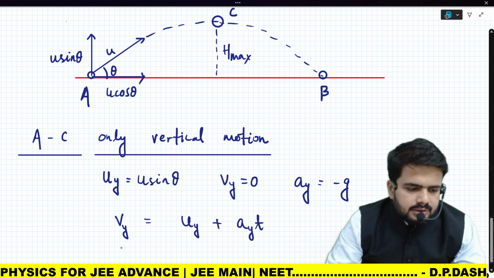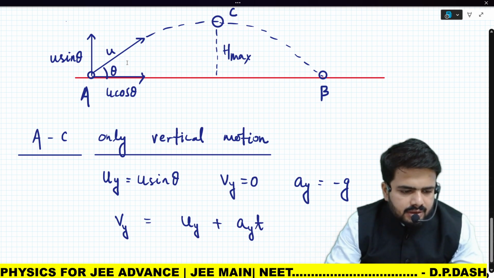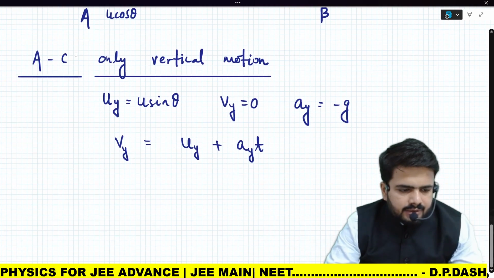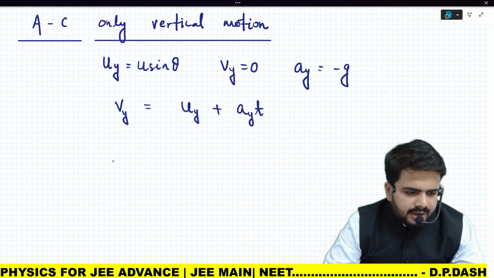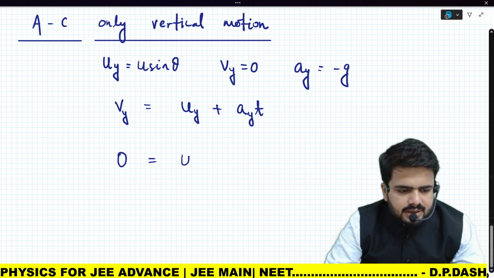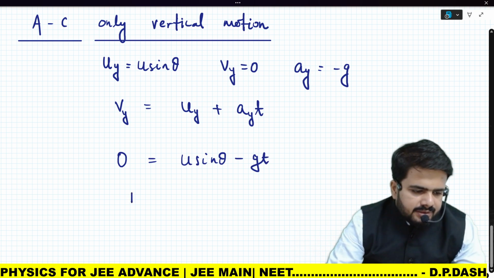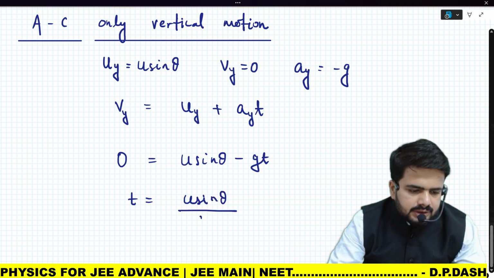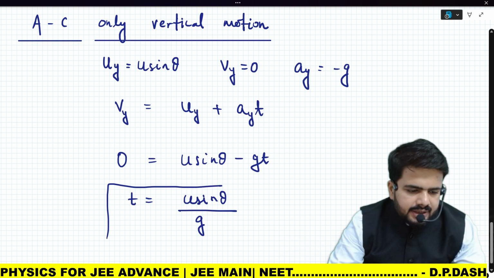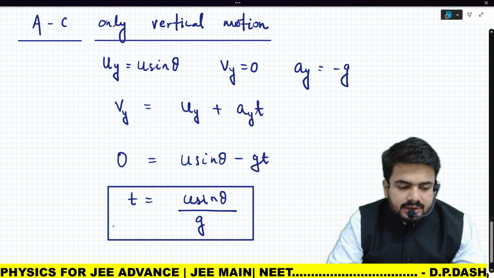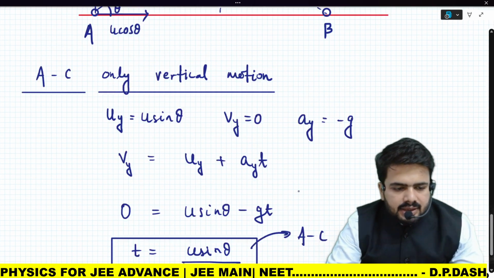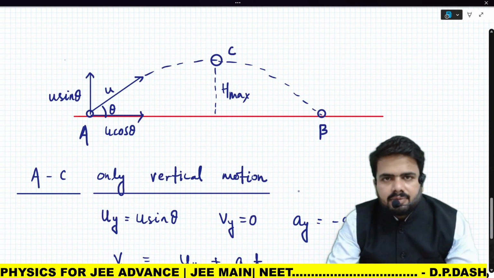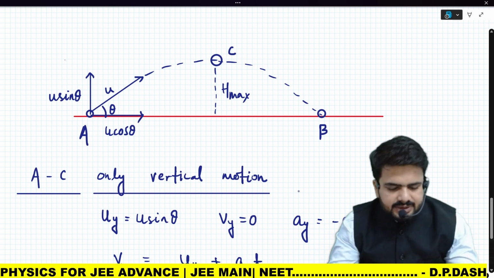Velocity along vertical: final velocity is 0, initial velocity is u sin theta, minus g into t, which gives me the time as u sin theta upon g. This is the time I got, but listen, this is only from A to C, from the point of projection to maximum height.